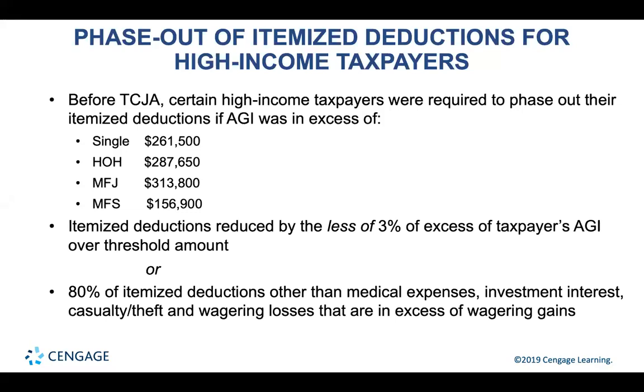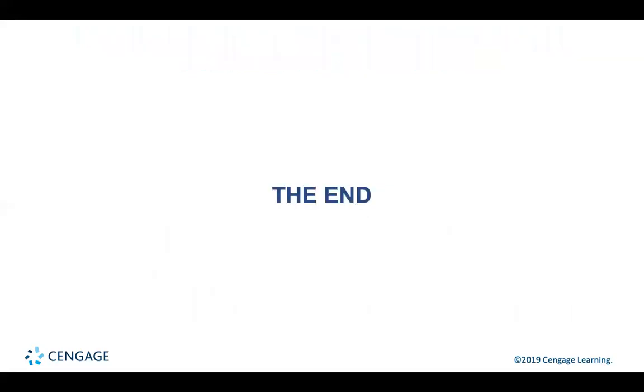The way it was phased out is they were reduced by the lesser of 3% of AGI or 80% of itemized deductions other than the certain ones listed. This is a bunch of detail. Don't get too caught up in it. Just know there used to be phase outs. TCJA did away with the itemized deduction phase outs based on income. And you have reached the end of chapter 5.